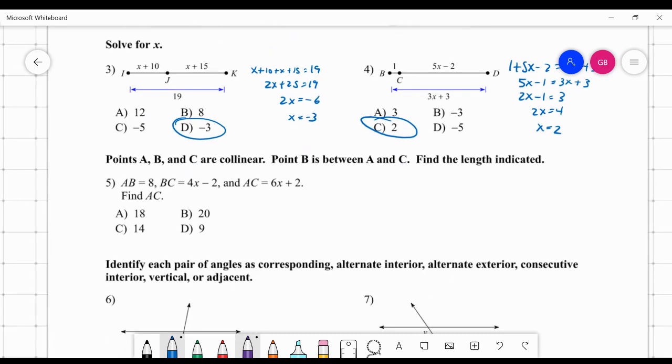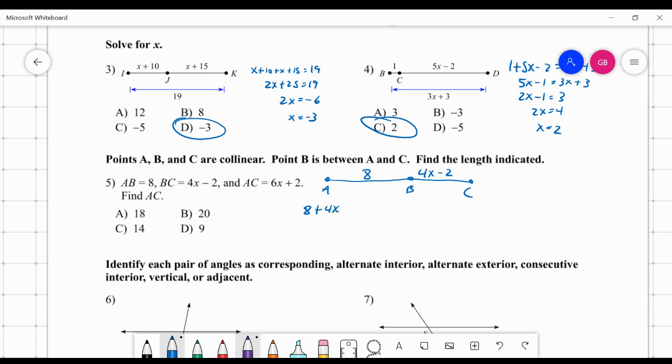Number 5. Points A, B, and C are collinear. Point B is between A and C. Find the indicated length. Okay. Collinear and B is between A and C. AB is 8. BC is 4x minus 2. And AC is the whole thing, 6x plus 2.